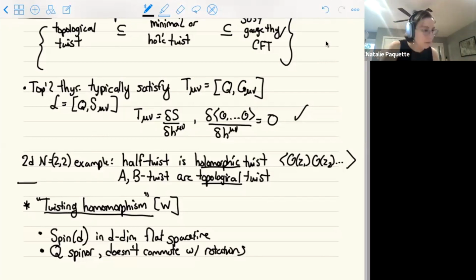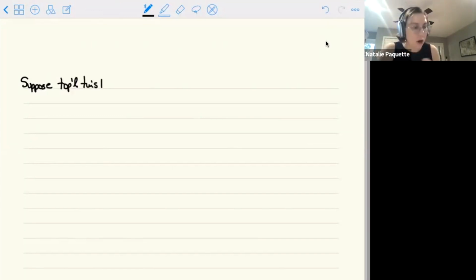So let me suppose that I'm working with a topological twist, meaning all of my space-time translations are trivial in cohomology. Then I can choose this extra piece of data called the twisting homomorphism. That's defined as a map from my spin D group into my R symmetry group. This is something I can typically do when I have extended supersymmetry.